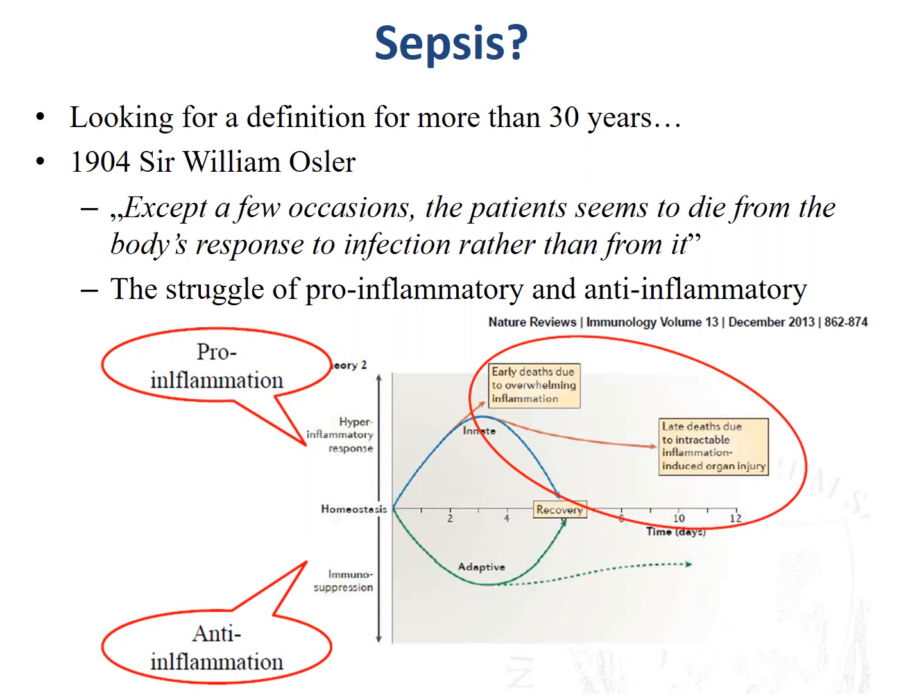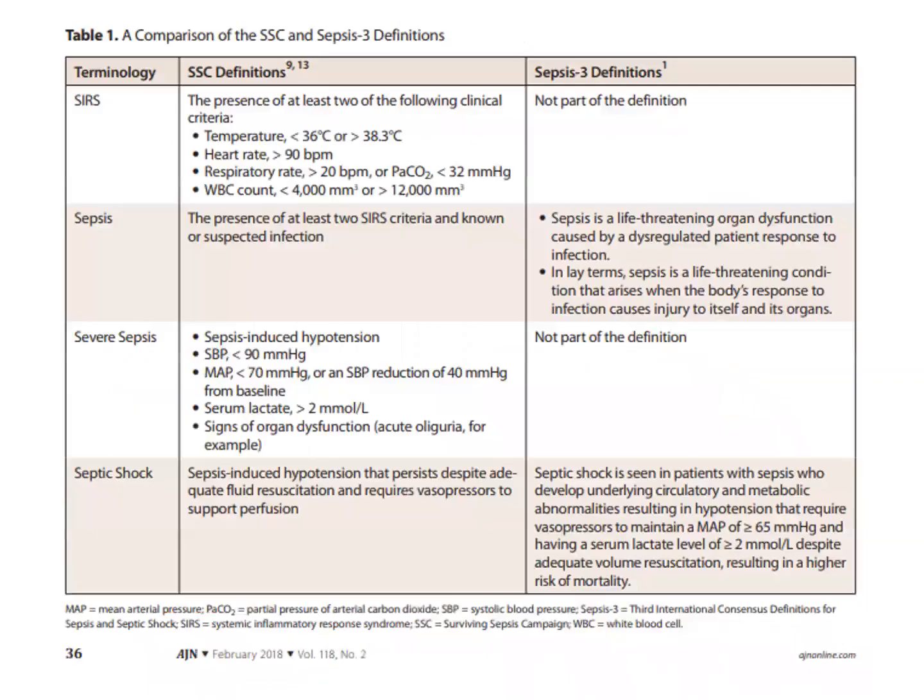Except for a few exceptions, the patient seems to die from the body's response to infection rather than from the infection itself. So it's very, very important. The body's response is the most important. What we can find is that it's a war. We can find many pro-inflammatory and anti-inflammatory signs inside our body.